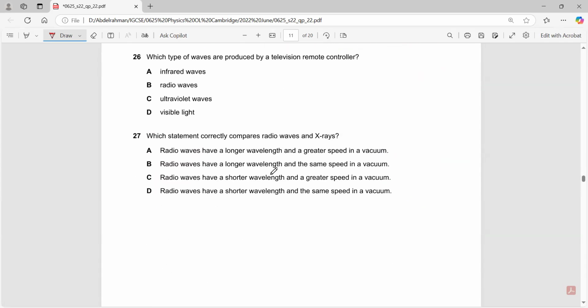Moving on. Which type of waves are produced by a television remote controller? Infrared, yes, infrared.